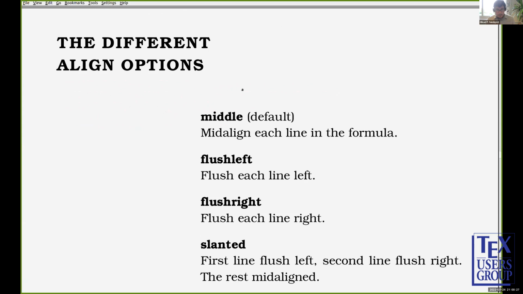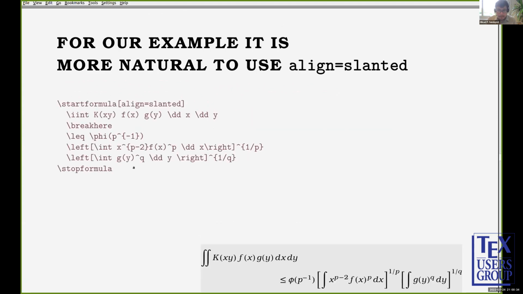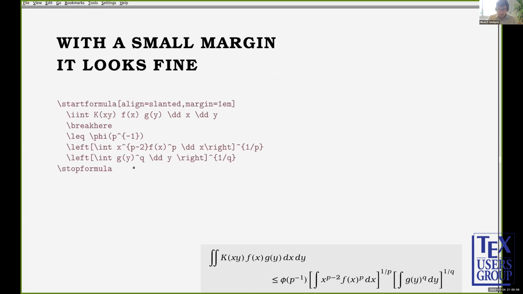The align can be middle aligned, all the lines are middle, flush left, flush right, or slanted. And let's look again at this one. So if we use a line to be slanted, it's more or less a left to right formula. The first line is left aligned, the last one is right aligned, and the lines in between are centered. So that's multiline, more or less, in AMS. And we can add a margin. So I think this one looks now okay.